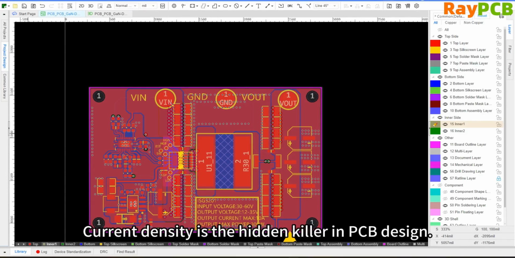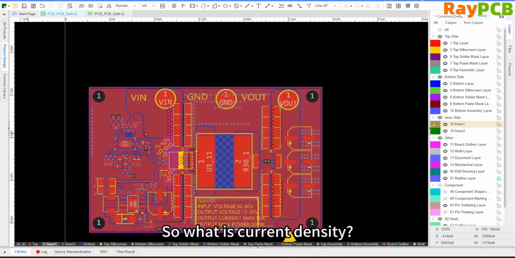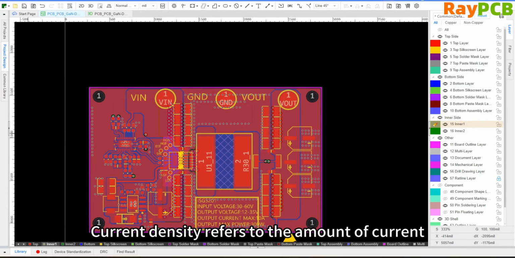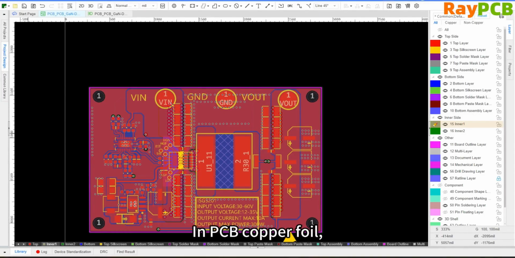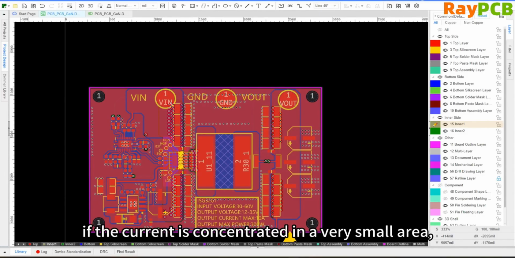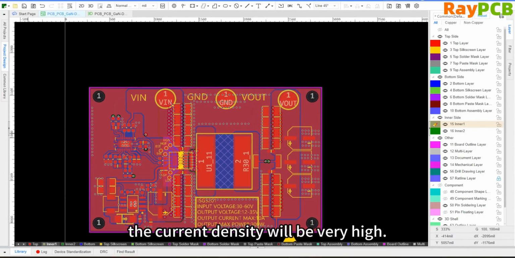Current density is a hidden killer in PCB design. So what exactly is current density? Current density refers to the amount of current flowing through a unit cross-sectional area. In PCB copper foil, if the current is concentrated in a very small area, the current density will be very high.